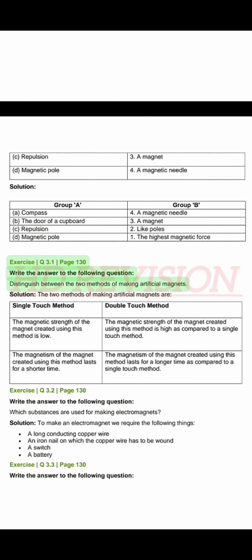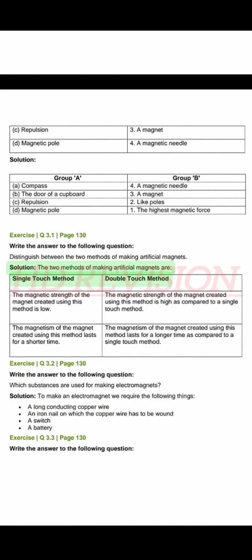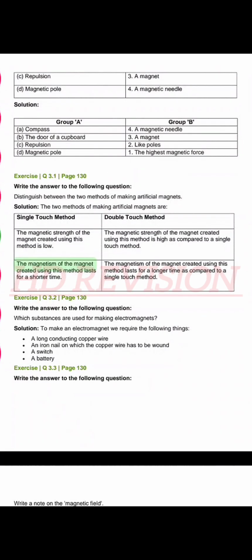Exercise Q3.1 page 130. Write the answer to the following question. Distinguish between the two methods of making artificial magnets. Solution. The two methods of making artificial magnets are single touch method, double touch method.